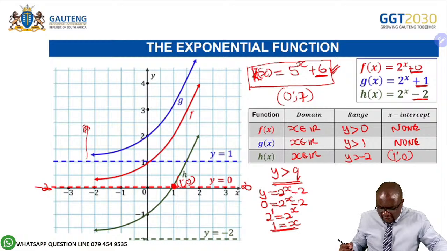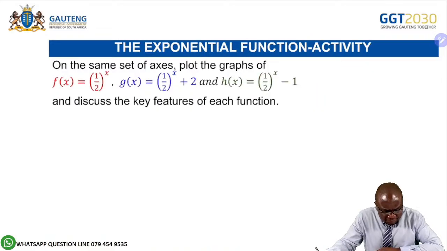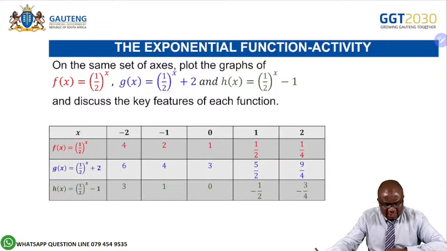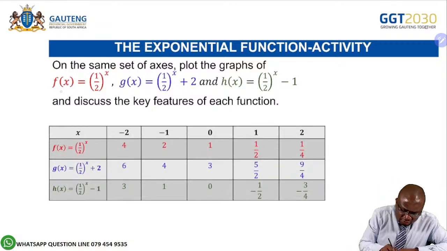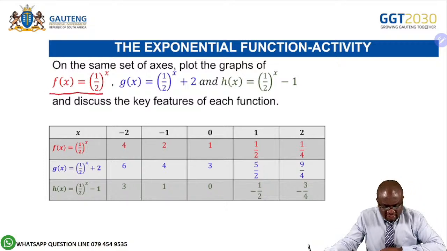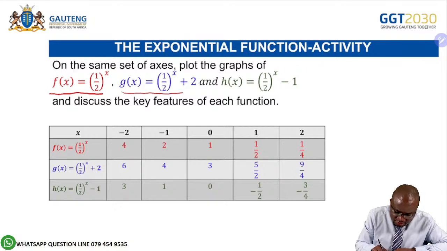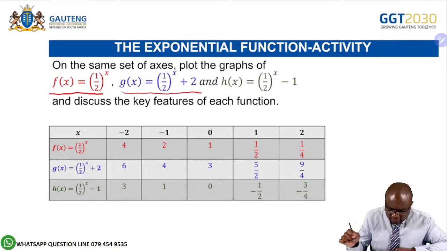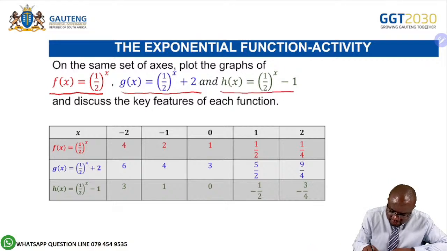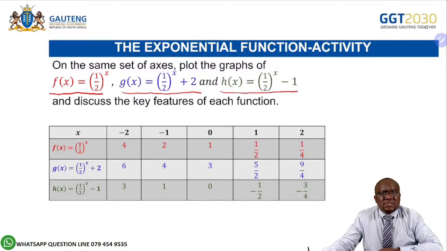Right. And now, like I said, let's sketch these three graphs, then we discuss, because we're left with about 15 minutes. Now we have these three functions. Please write the equations down. f of x is equal to half to the power x. g of x is equal to half to the power x plus 2. And then h of x is equal to half to the power x minus 1.